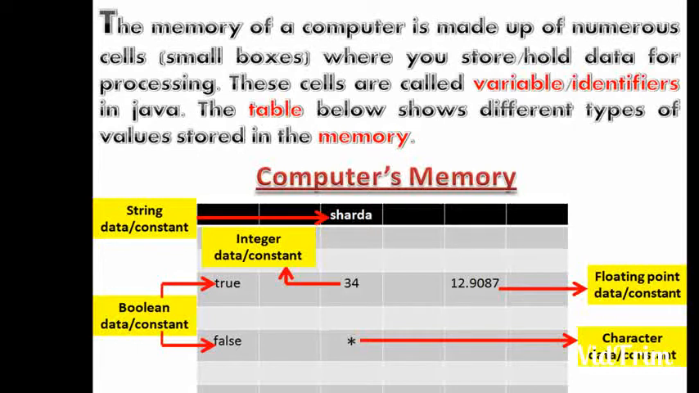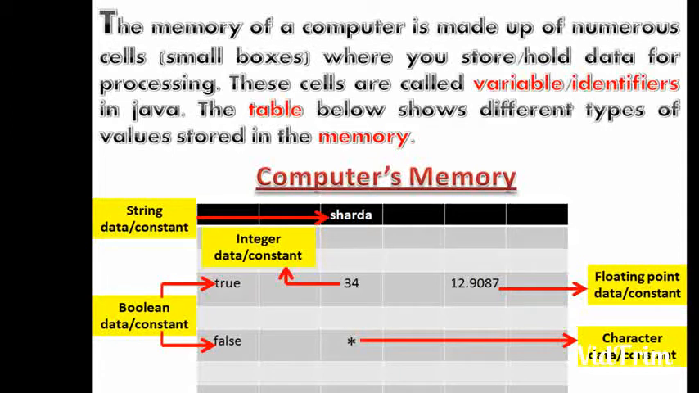The memory of a computer can be thought of as a table made up of rows and columns. An intersection of a row and column is actually called a cell. So these small boxes are also called cells. In these cells, we store different types of values. We can store string data, integers, Boolean data, float values, and character data.